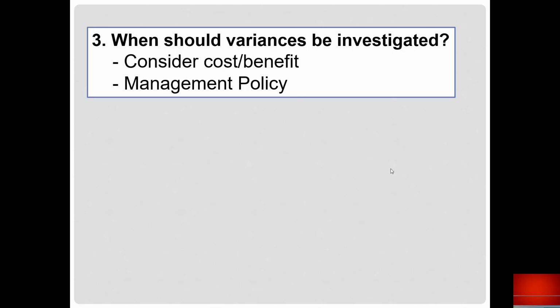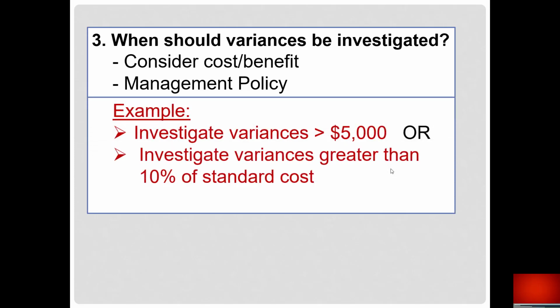When should these be investigated? Well, you really need to consider the cost benefit. Every time there's a difference, you're not going to go investigate what happened, but you might set a threshold. And management will likely have a policy, something like, we investigate all variances that are greater than $5,000, or we investigate variances that are greater than 10% of standard costs. Management will need to come up with a policy that they apply for this purpose.